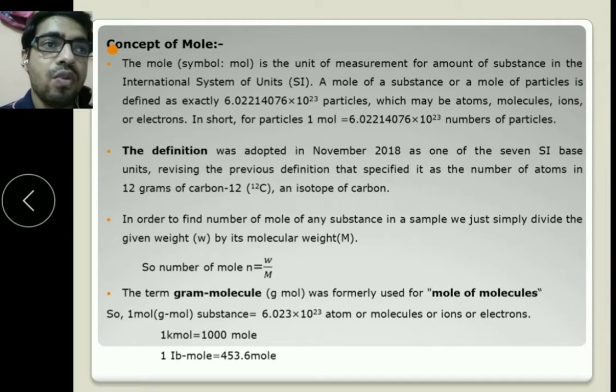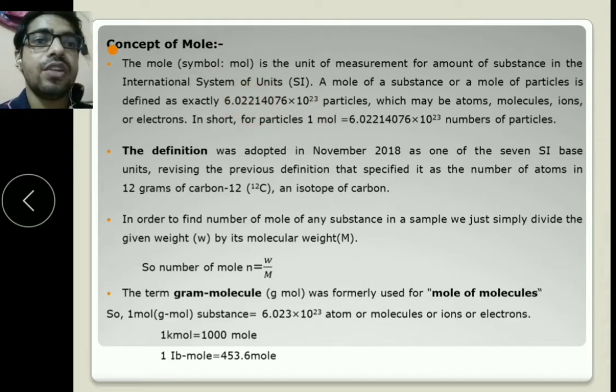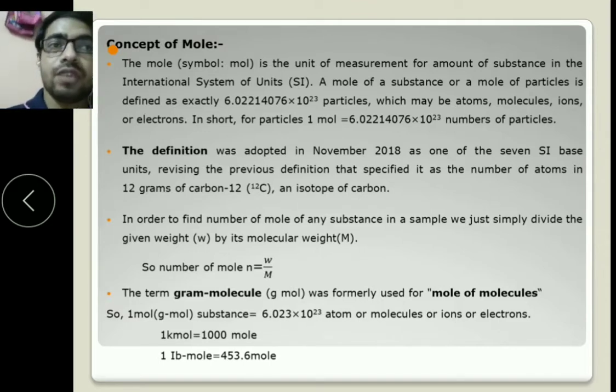A mole of substance or a mole of particles is defined as exactly 6.02214076 × 10^23 particles. The exact figure is this, but in short we take it as 6.023 × 10^23 particles. A mole can be of atoms, molecules, ions, or it may be electrons. In short, 1 mole equals 6.023 × 10^23 particles.